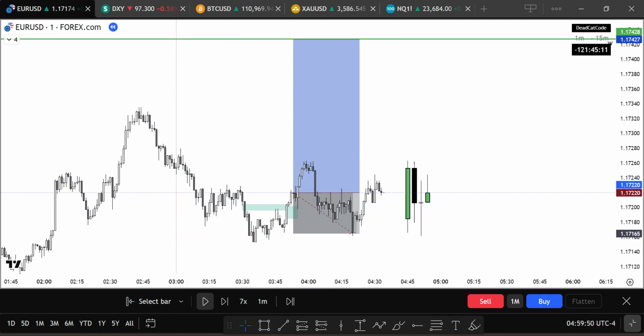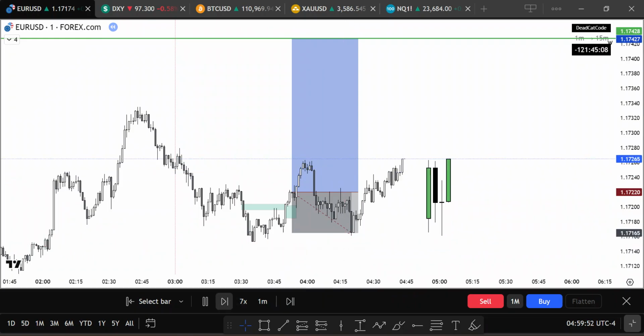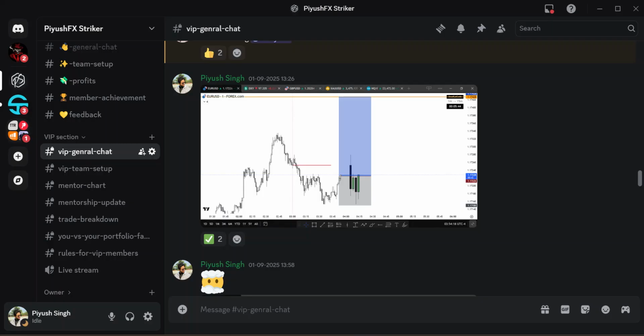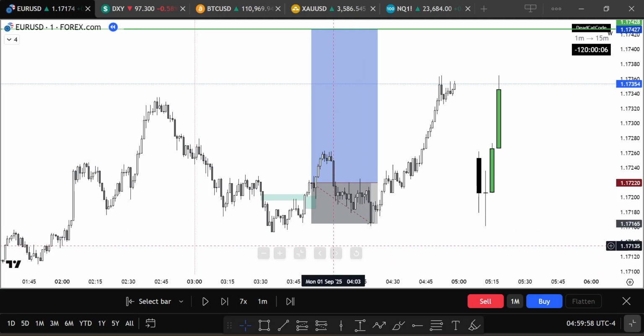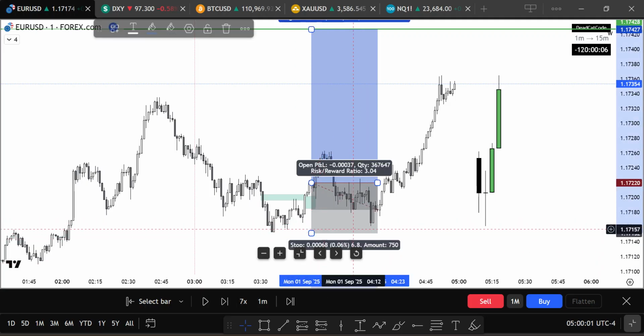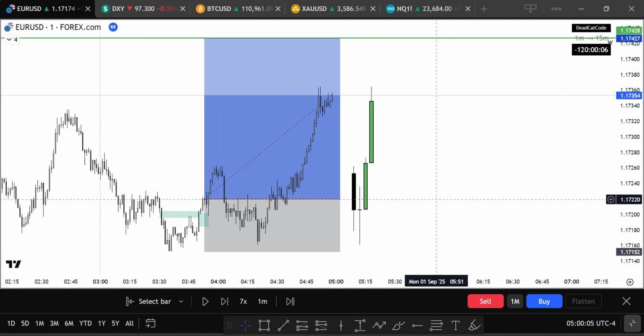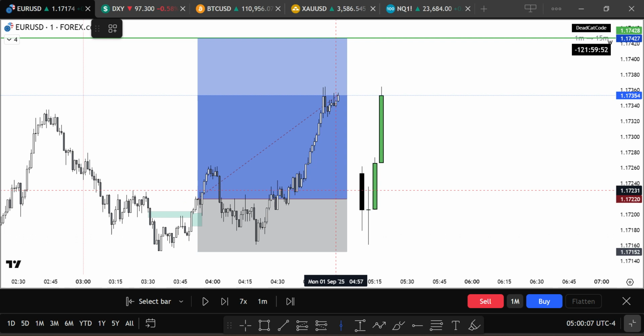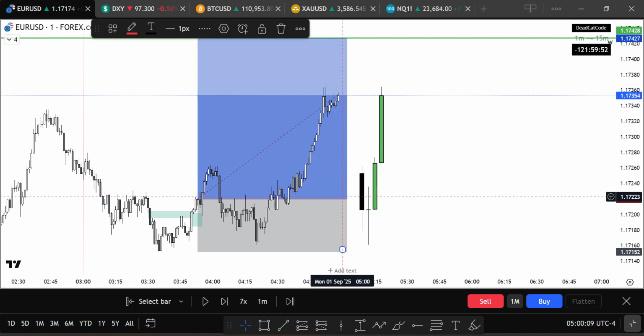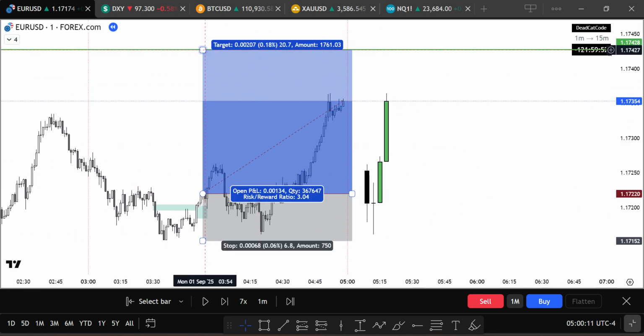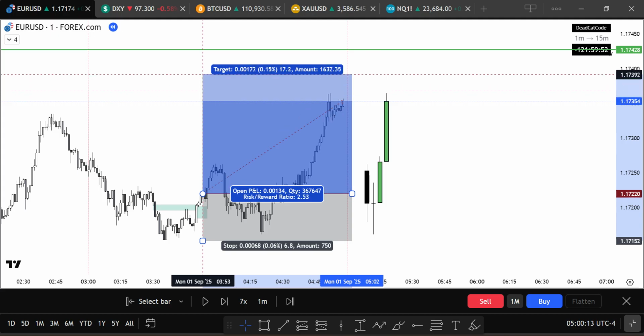Sorry, where is my SL? Let me check. Okay, I trailed my SL below this candle because it's protected, right? So you can see, okay. So here you can see on the 5 p.m. candle, we almost got 1 to 2, right?